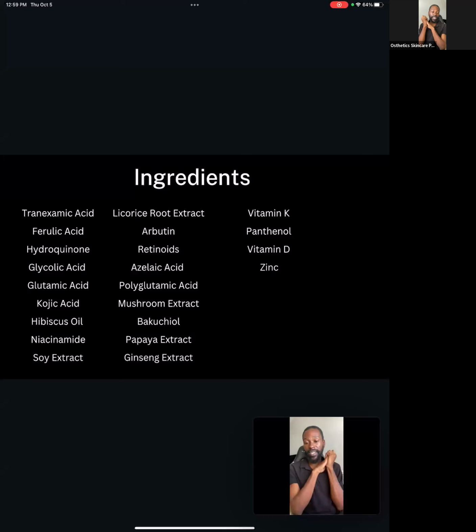Now, as far as ingredients, this is a list of ingredients that can help anyone with hyperpigmentation and sun damage. We have tranexamic acid, ferulic acid, hydroquinone, glycolic acid, glutamic acid, kojic acid, hibiscus oil, niacinamide, soy extract, licorice root extract, arbutin, retinoids, azelaic acid, polyglutamic acid, mushroom extract, bakuchiol, papaya extract, ginseng extract, vitamin K, panthenol, vitamin D, and zinc.